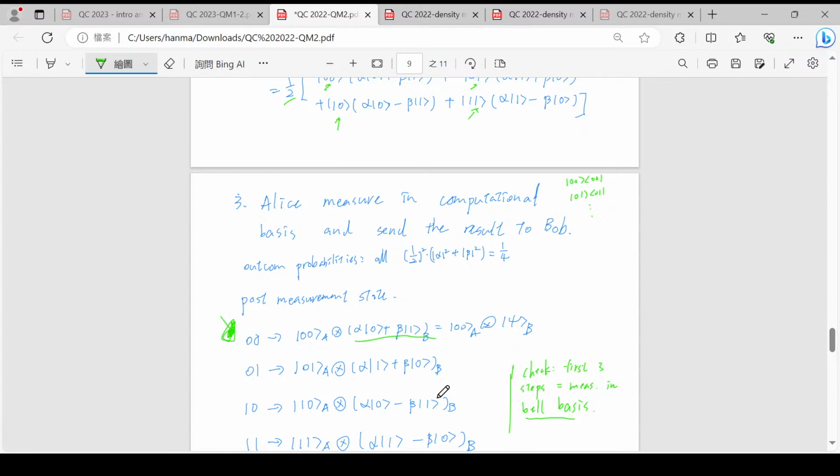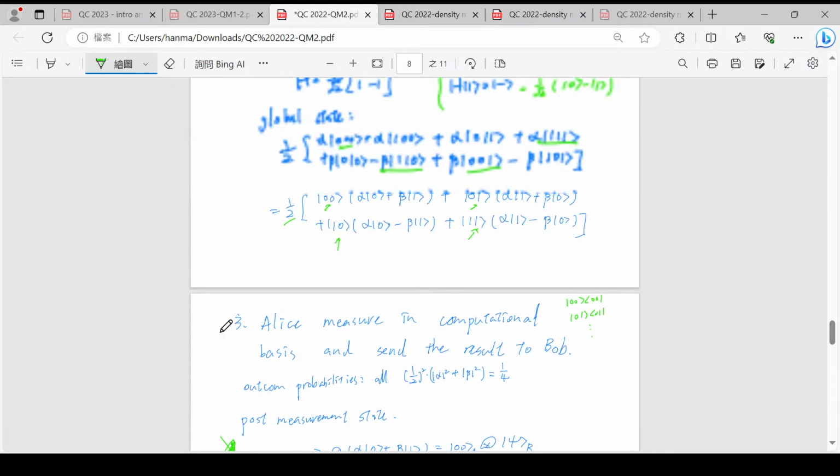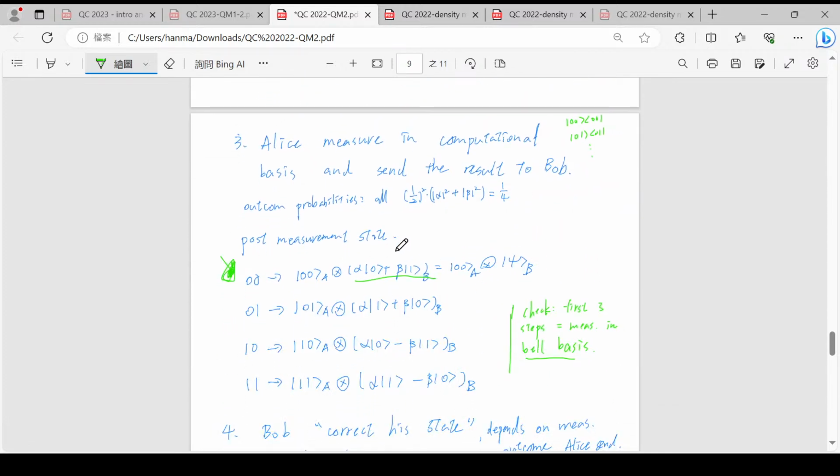So now the question is, what do Alice and Bob do? In one of the outcomes, Bob is really nice, but there are 3 other outcomes that are not quite your alpha 0 plus beta 1. The state got turned into something else. What do we do? Did we just fail?